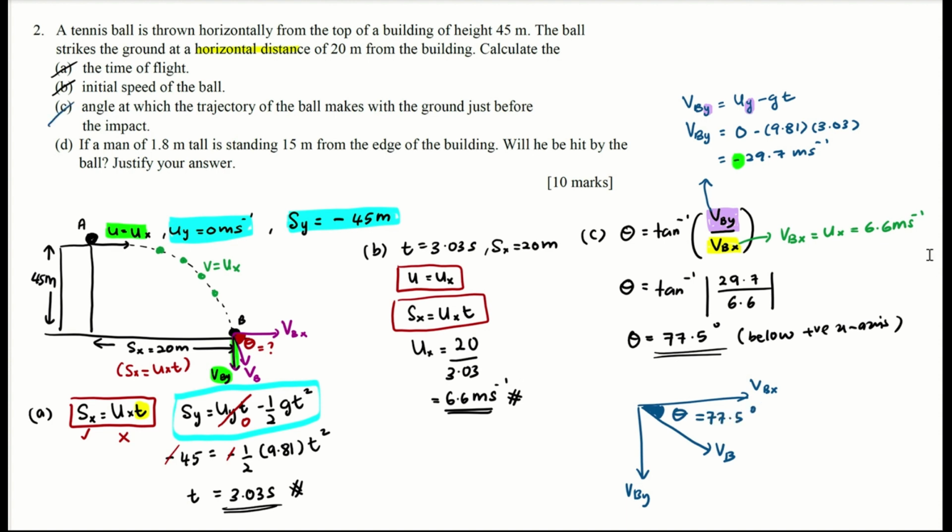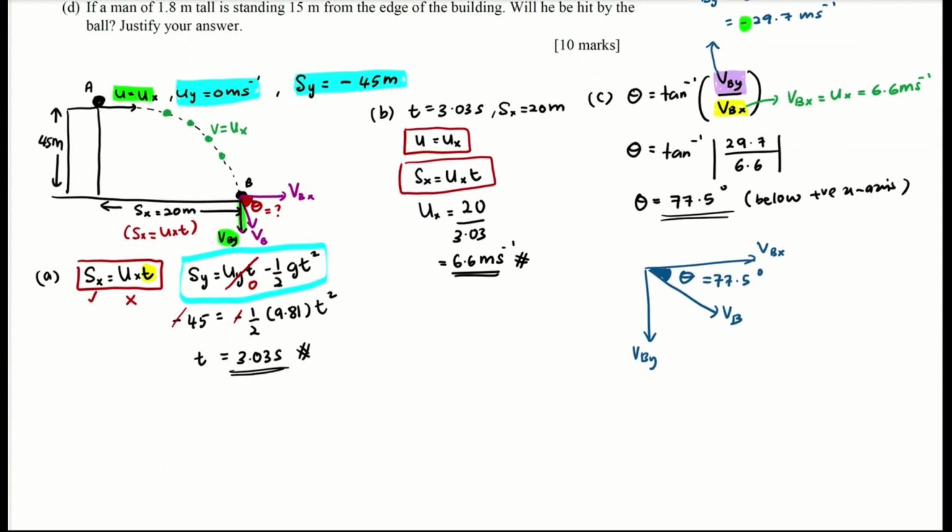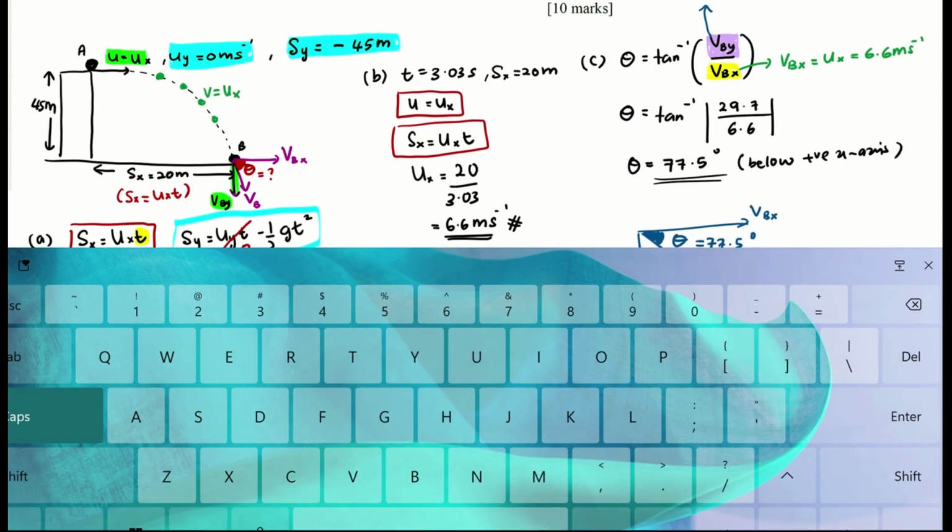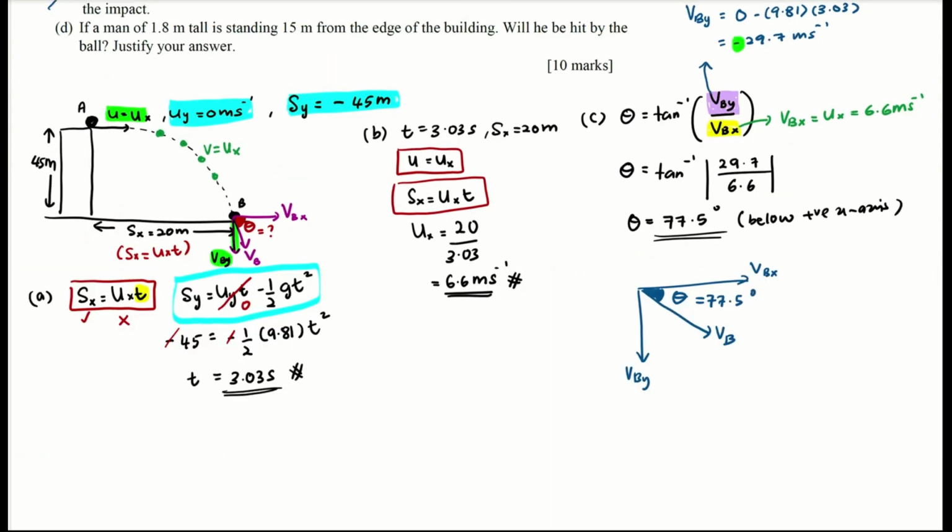Alright, and then question D. If a man of 1.8 meter tall is standing 15 meter from the edge of the building, will he be hit by the ball? Justify your answer. Okay, so means that we're gonna have 1.8 meter tall man, which is 15 meter. So somewhere here, contohlah sini adalah 15. Okay, 15.